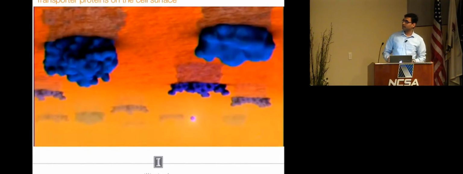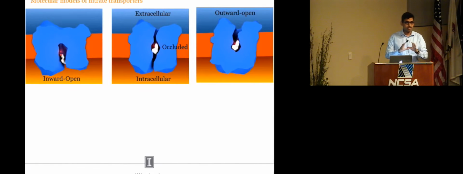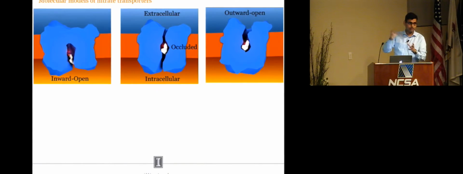So this would be a clear picture of it. 3 key states, as they're called: the inward open state, the occluded state, and the outward open state. Obviously, there are a lot of states in between these, which are leading to the transition between these conformations.